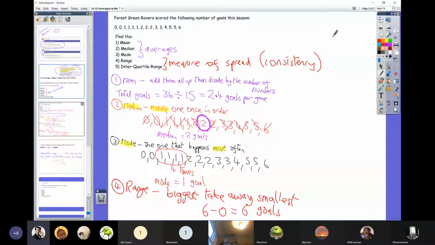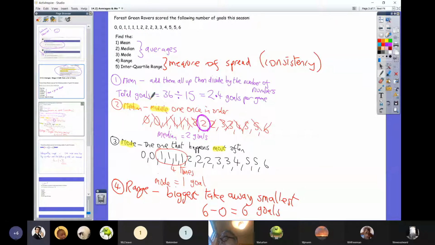So, to work out the mean, I've added them all up together. When I added all those numbers up together, I got 36. I then divided that by 15, because there are 15 numbers there. So when I added up those 15 numbers, I got 36. 36 divided by the number of numbers, which is 15, gives 2.4 goals per game. And it's absolutely fine if it's a decimal.